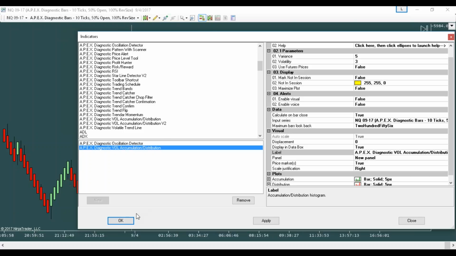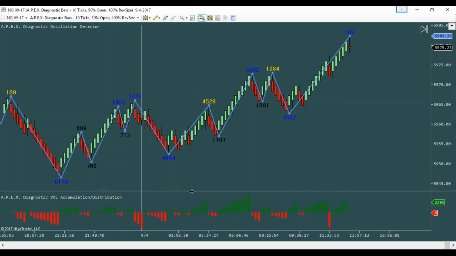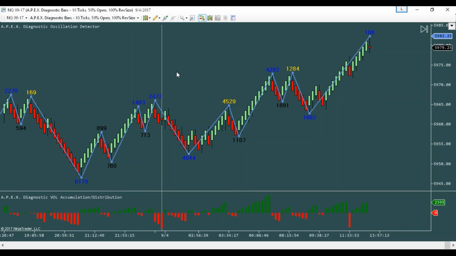All right, let's open this chart here. So this is the oscillation detector. I've got a blank chart here so you can see what it is, and obviously you see VAD down here. Now, what is the oscillation detector? Well, it's very similar to VAD. It's just a different way of reading volume compared to VAD.